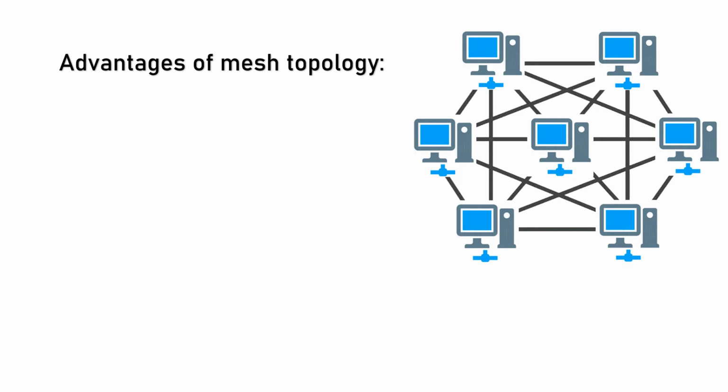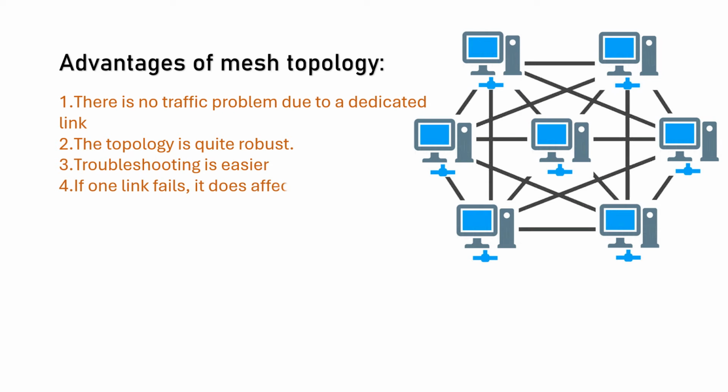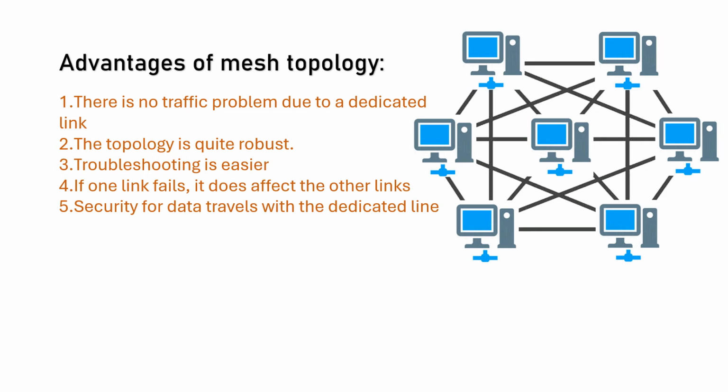Advantages of mesh topology are: first, there is no traffic problem due to a dedicated link. Second, the topology is quite robust. Third, troubleshooting is easier. Fourth, if one link fails, it does not affect the other links. Fifth, security, as data travels on a dedicated line.